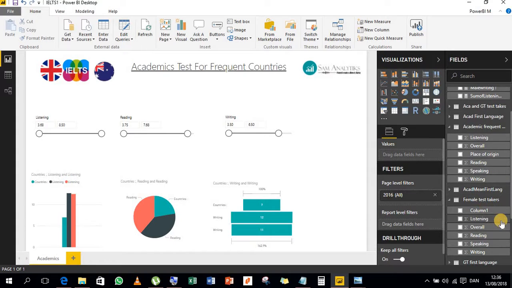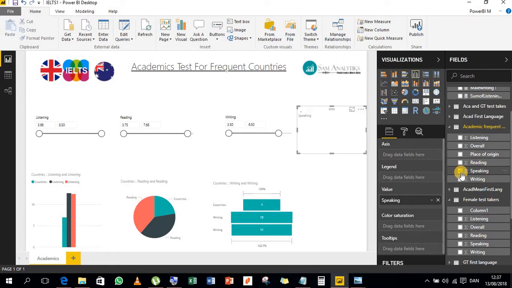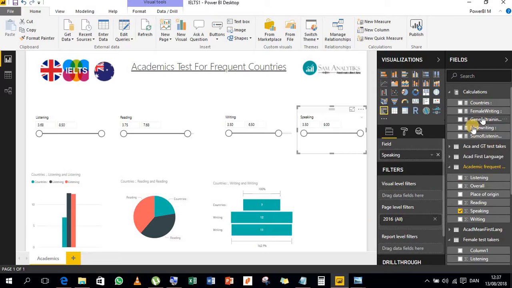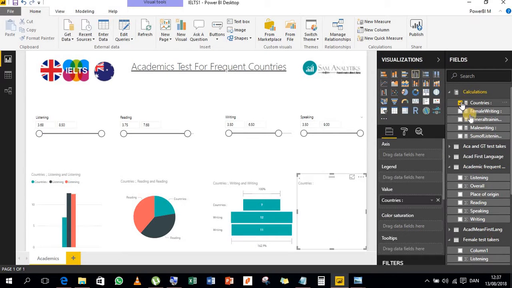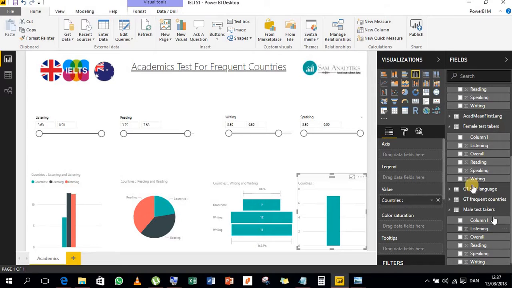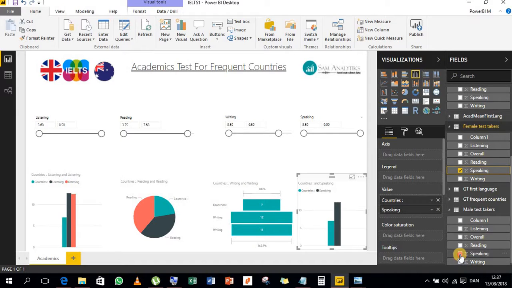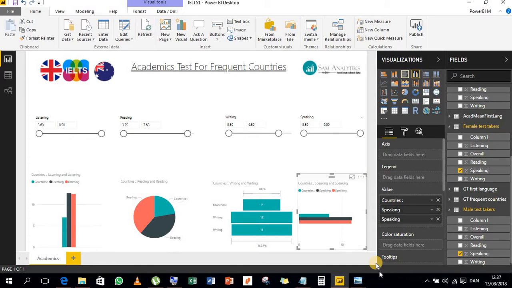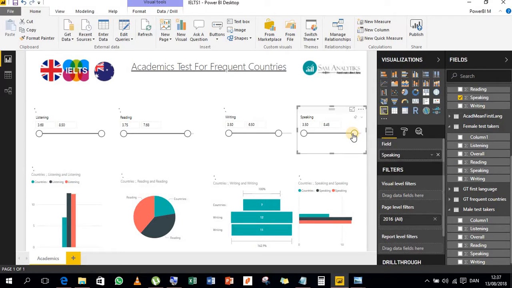And to finish it off, the last one is the speaking. So if I take the slicers as the speaking section in here, I can very well govern again my countries as the main part, and as well I take the female test takers as speaking and the speaking from the male test takers, and I can see that it gives me the perspective that the females are leading and the males are lagging. So that means we must encourage more females in speaking rather than males.